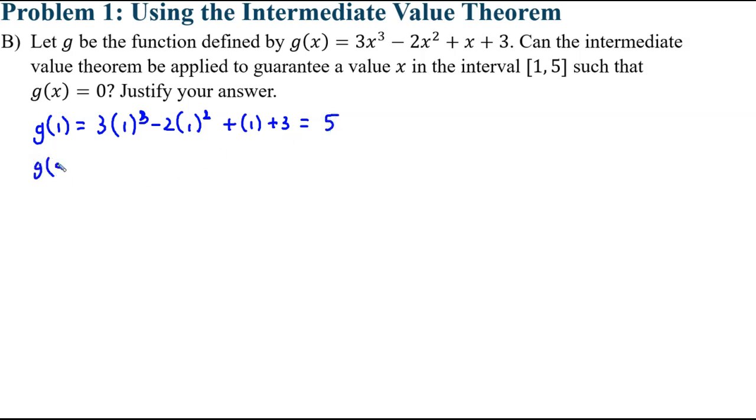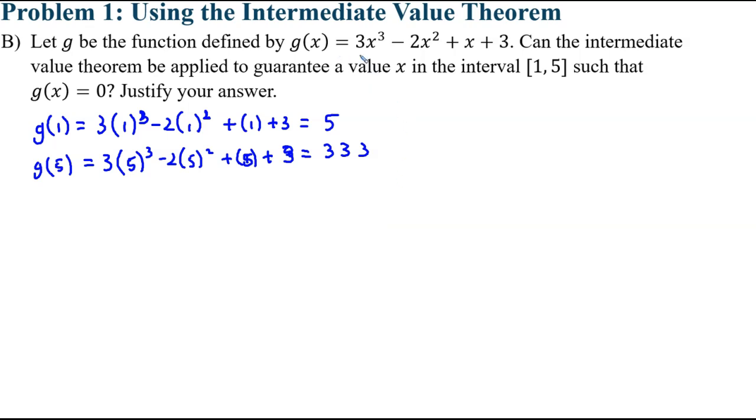And the same thing for g of 5. This number ended up a little bigger than I meant to have, but oh well. 3 times 5 to the third minus 2 times 5 squared plus 1 plus 3. When I plug that in, the calculator says that's equal to 333.